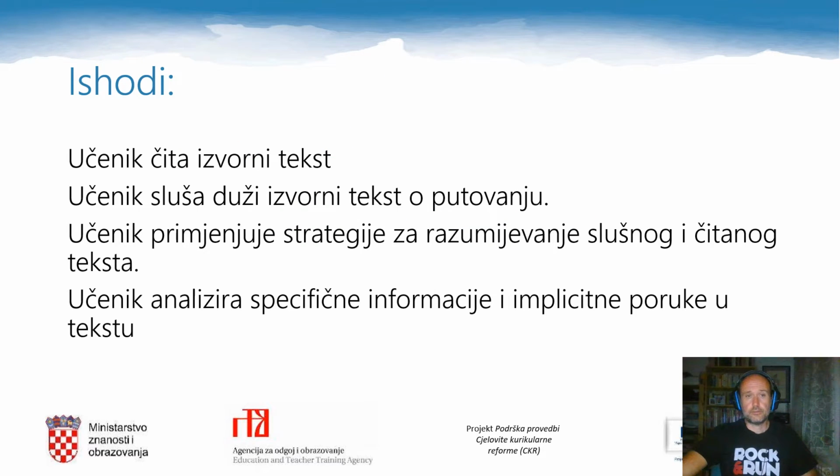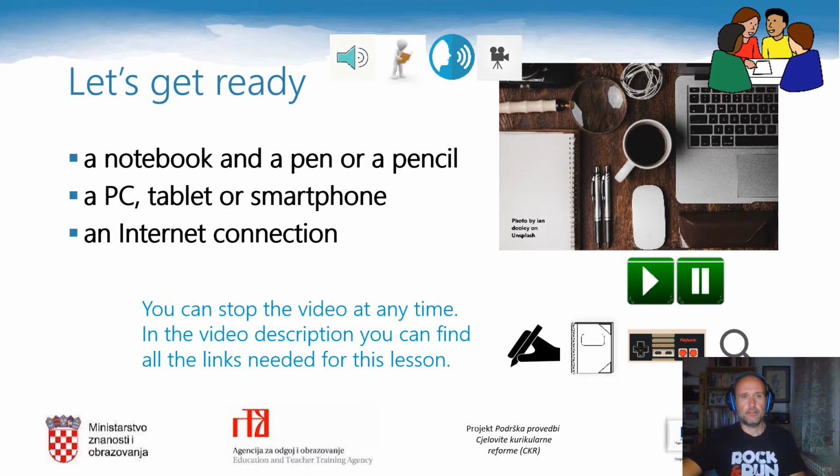In this unit you'll be reading an original text, you'll watch a video about traveling, you'll use different strategies to understand the listening and reading, and you will be analyzing specific information and implicit messages in the text. Let's get ready, get your equipment ready, and of course you can stop the video at any time and do the activities you're asked to do, and in the video description you can find all the links needed for this lesson.